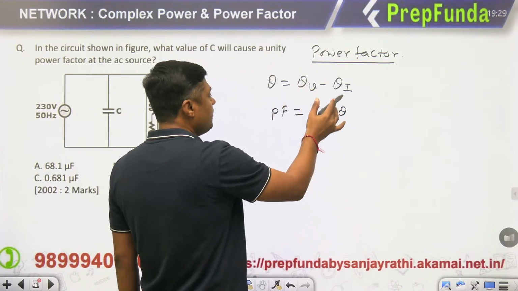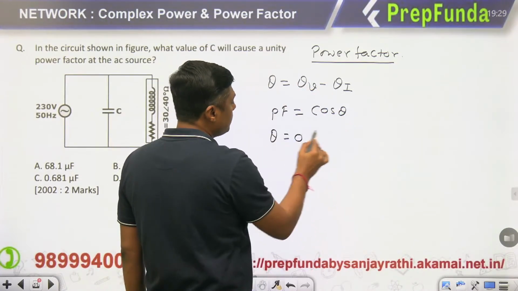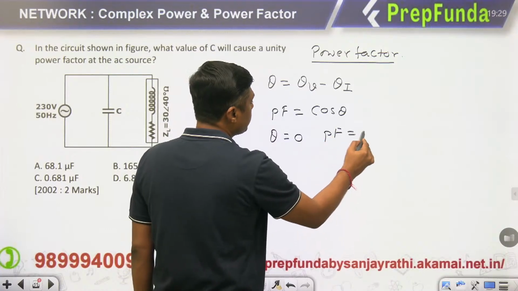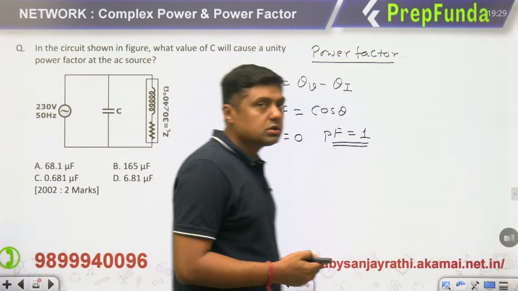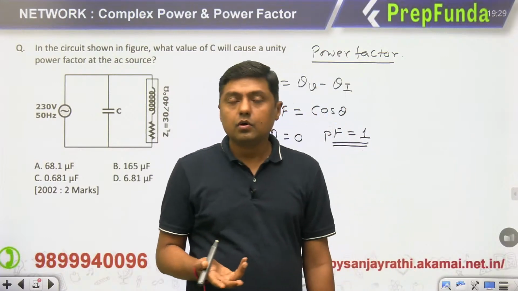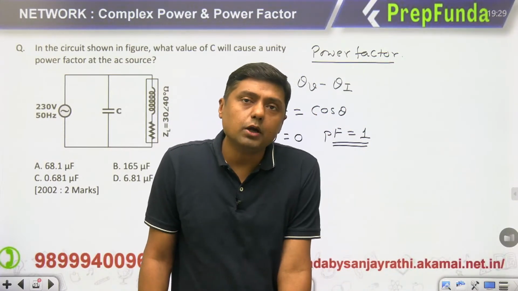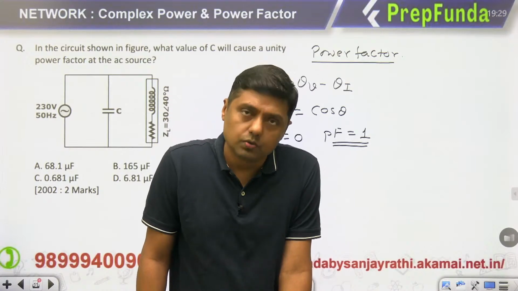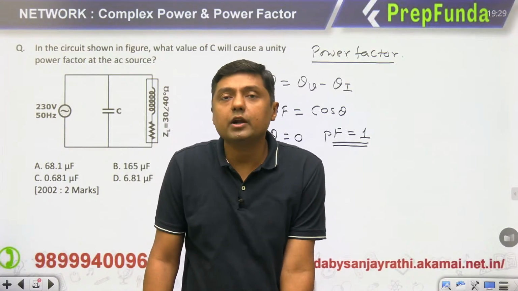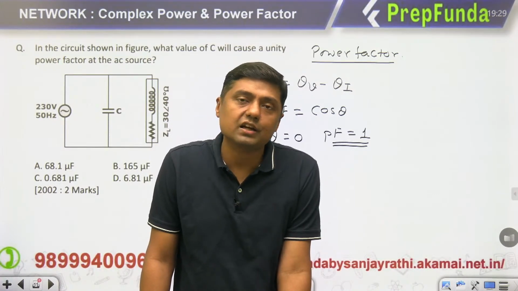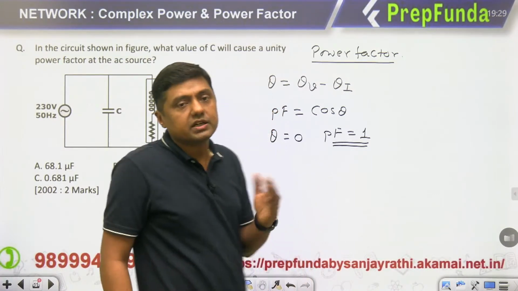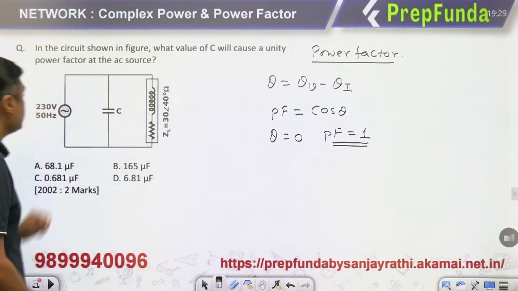If they are in the same phase, then theta will become 0 and the power factor will become 1. It means the circuit is purely resistive. What about the imaginary part of the impedance? It should be equal to 0. Or the imaginary part of the admittance should be equal to 0. Then you will get the power factor exactly equal to 1, meaning voltage and current are in the same phase.